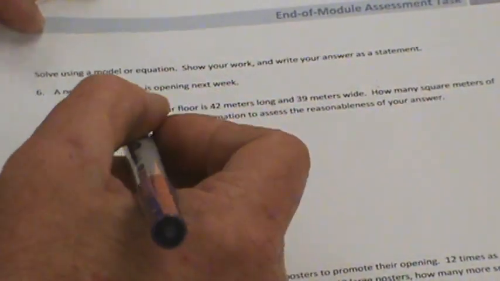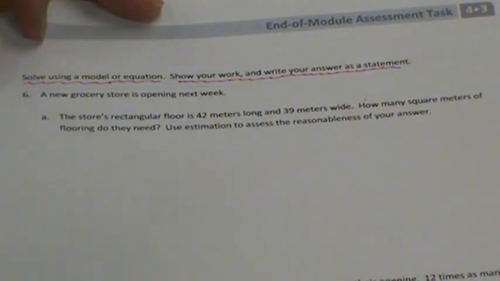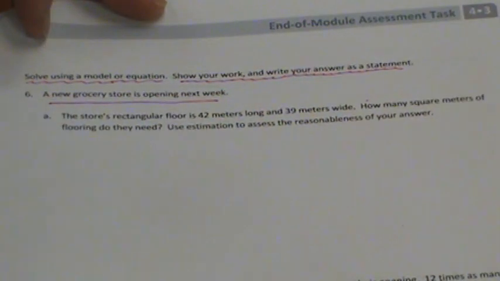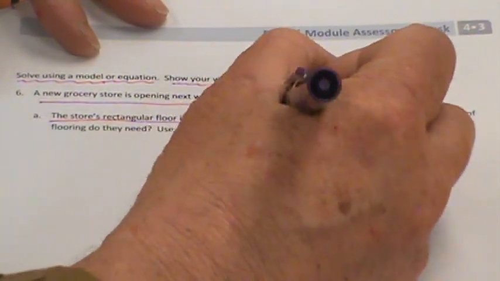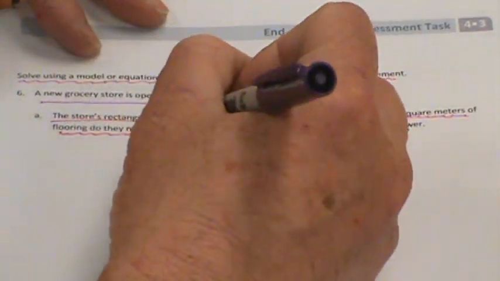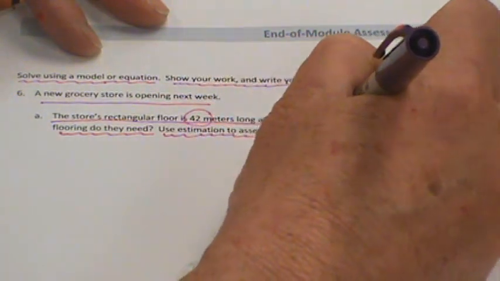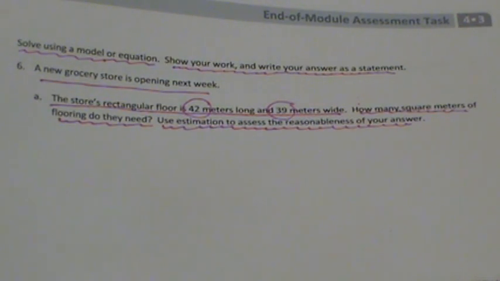Alrighty, it says right there, solve using a model or equation, show your work, and write your answer as a statement. So we're writing, read, draw, write. What we have going on is a new grocery store is opening next week. The store's rectangular floor is 42 meters long and 39 meters wide. It says, how many square meters of flooring do they need? Use estimation to assess the reasonableness of your answer. So a lot going on here. Let's make an area model.